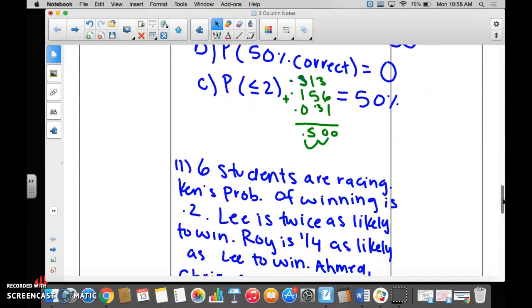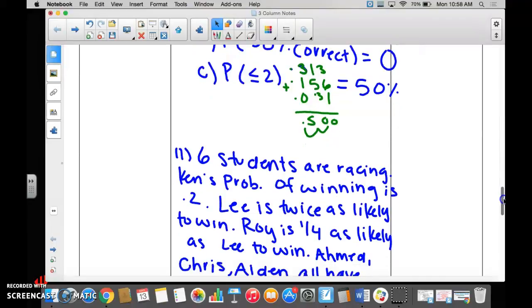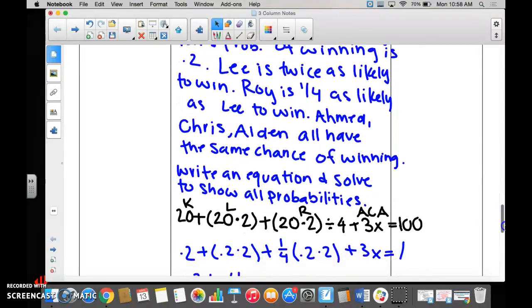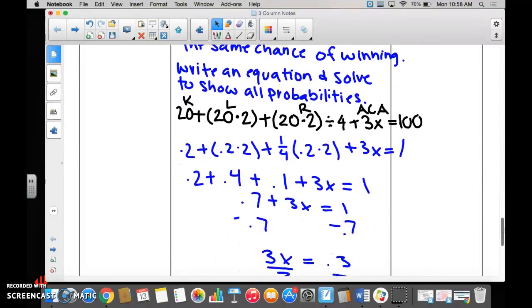And for C, the probability of getting something that was less than or equal to 2. And again, you did just like Maggie had said before, and you just add them all up. So then down here, we have this big, long word problem. And we're finding our equation.